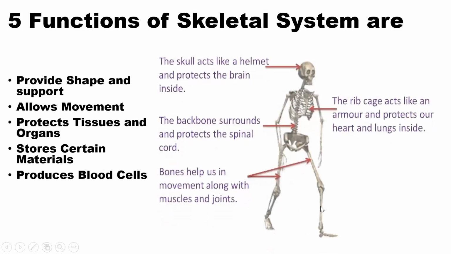So, briefly, you can see the skull acts like a helmet and protects the brain inside. The backbone surrounds and protects the spinal cord. Bones help us in movement along with muscles and joints, and the rib cage acts like armor and protects our heart and lungs inside. So this was a brief summary of our skeletal system, of the human skeleton, of the bones that actually form the structure of our human body.